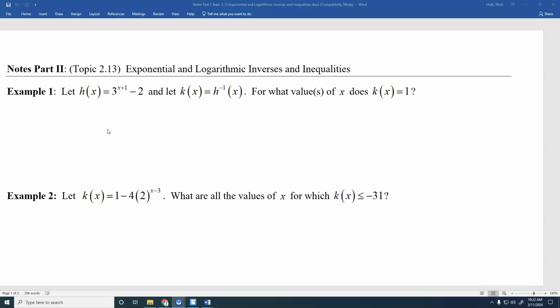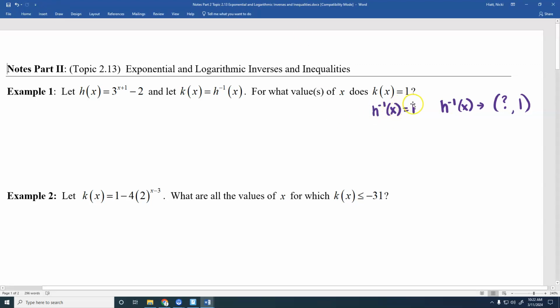However, if I've got h inverse of x equals 1, let's use that instead of the k notation, then that means I've got the point question mark, 1 on h inverse of x. The y coordinate would be 1, because when we plug in an x coordinate, the answer we get out is our y coordinate. So I've got this point on h inverse. What would that mean for regular h of x? What point would that be on regular h of x?